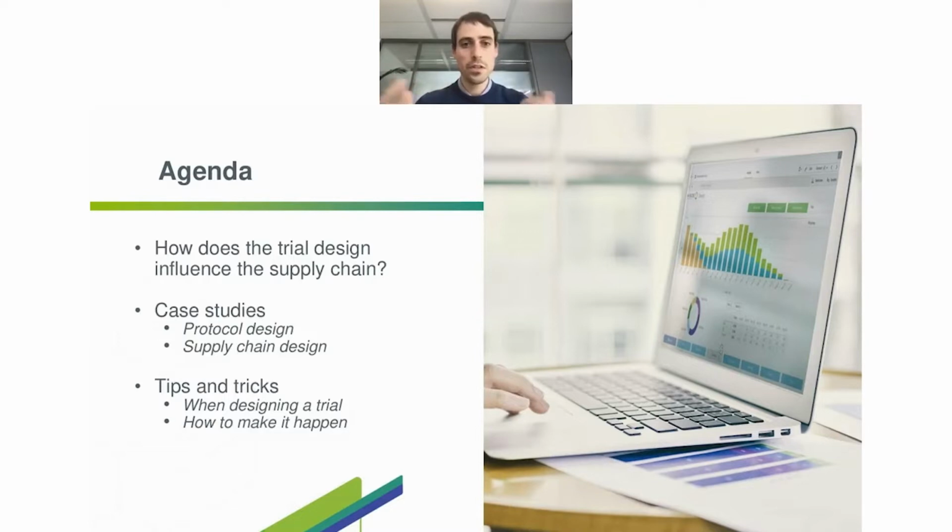Then we're going to illustrate what we just discussed with a couple of case studies on protocol design, but also on supply chain design. And then finally, we'll conclude this presentation with some tips and tricks on how to make your trial design more supply friendly. What are the parameters that you can influence to reduce waste, to reduce costs, but also how to change the organization, how to implement processes to make sure that this becomes feasible, because this is not always a given in all pharma organizations. So we're going to give you some tips and tricks.